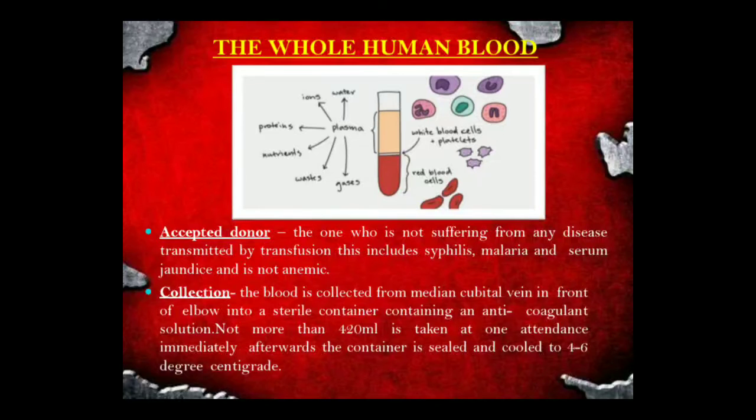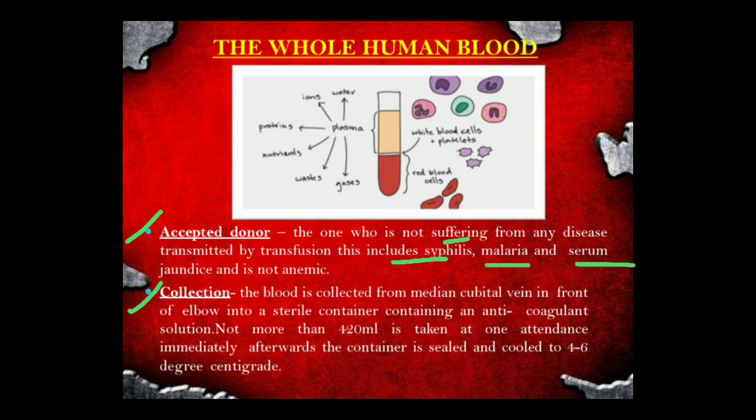Okay, so let us now discuss how the whole human blood is collected and stored. First of all, we'll discuss the donor. The accepted donor is the one who is not suffering from any disease transmitted by transfusion. This includes syphilis, malaria and serum jaundice, and the donor should also not be anemic.